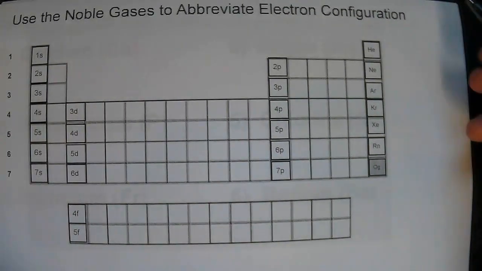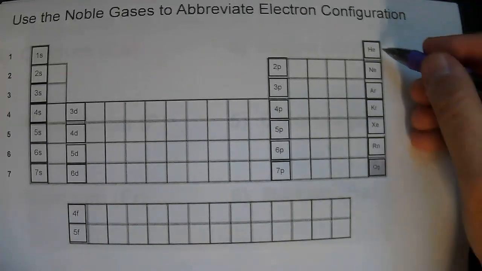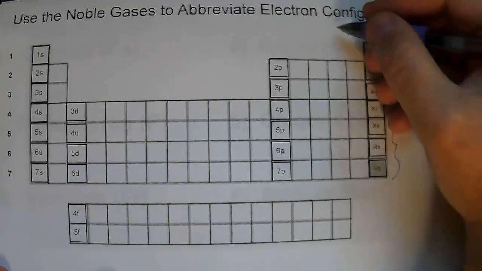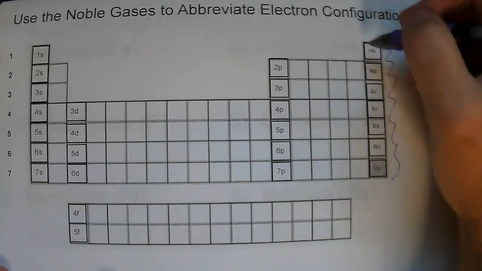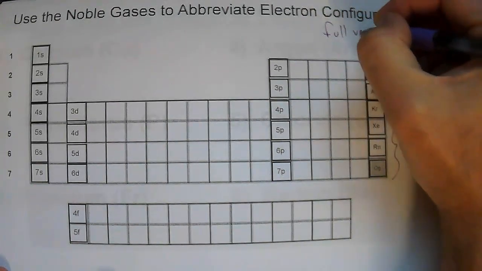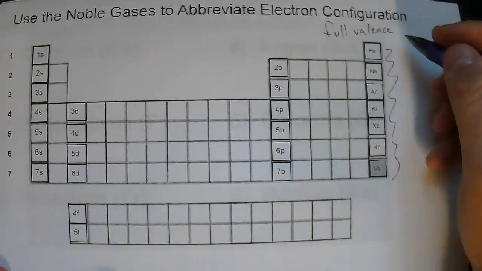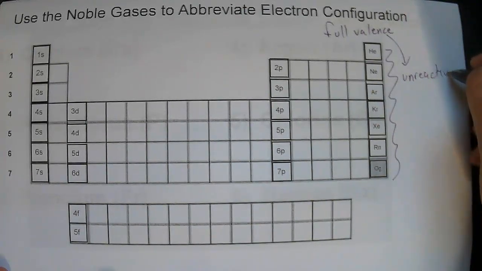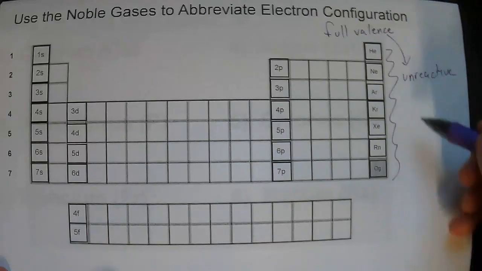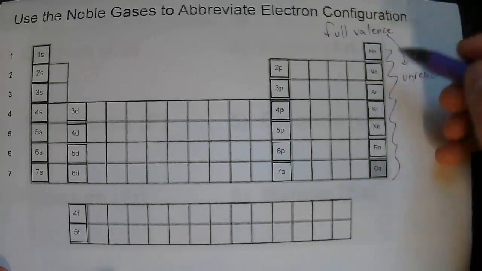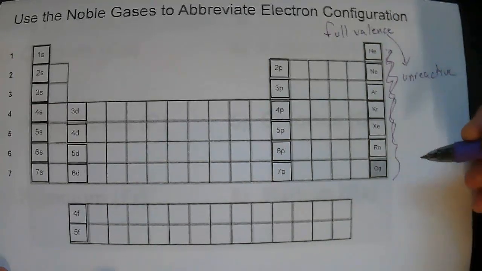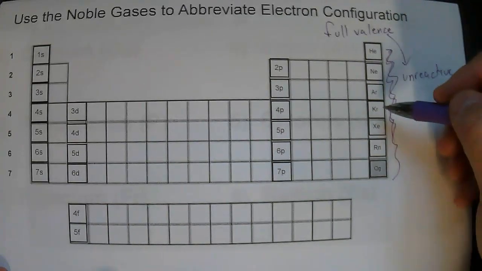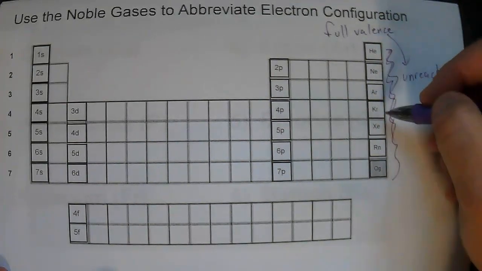So one of the things that we can do, though, is we can abbreviate by using the noble gases. The noble gases have the physical property of having a full valence. Because they have a full valence, they have a chemical property of being completely unreactive. And if they're completely unreactive because of their full valence, now we can use that to our advantage when doing electron configurations. And so what we would do is abbreviate by starting with the previous noble gas.